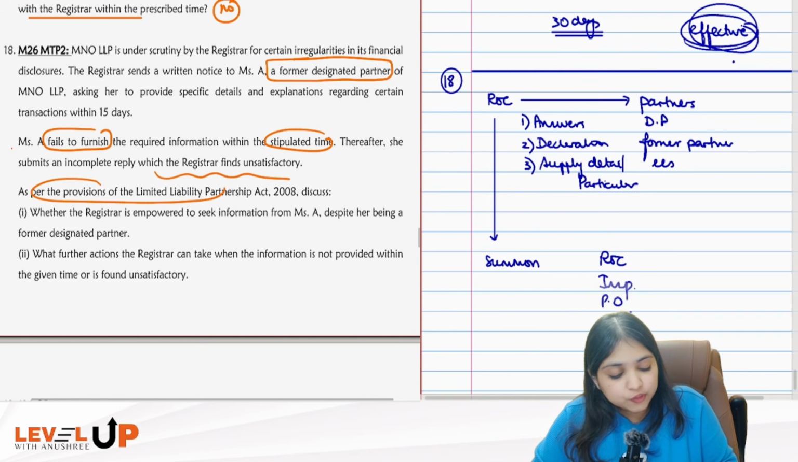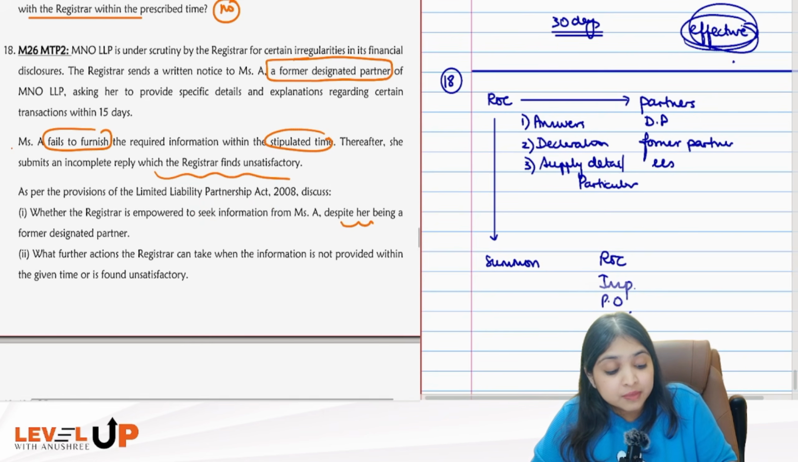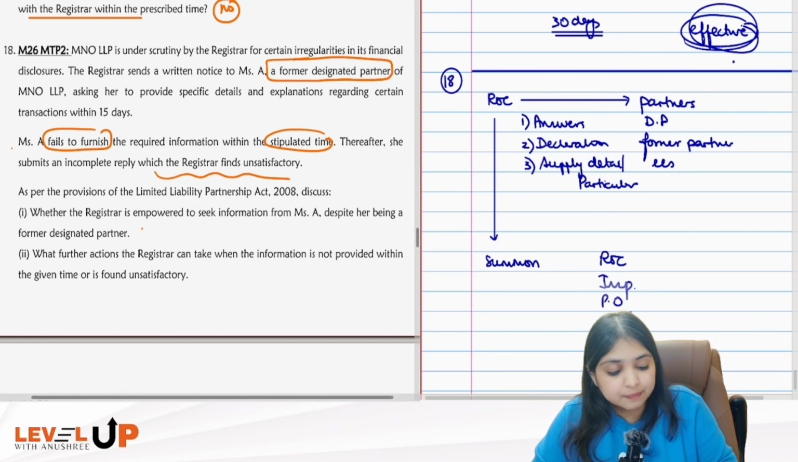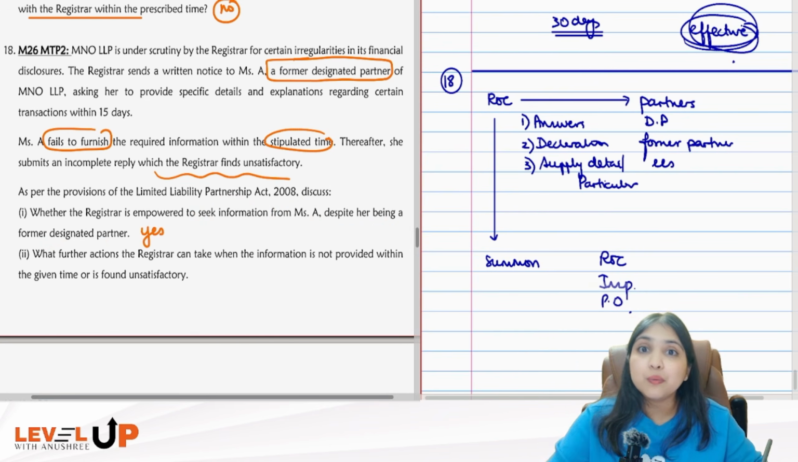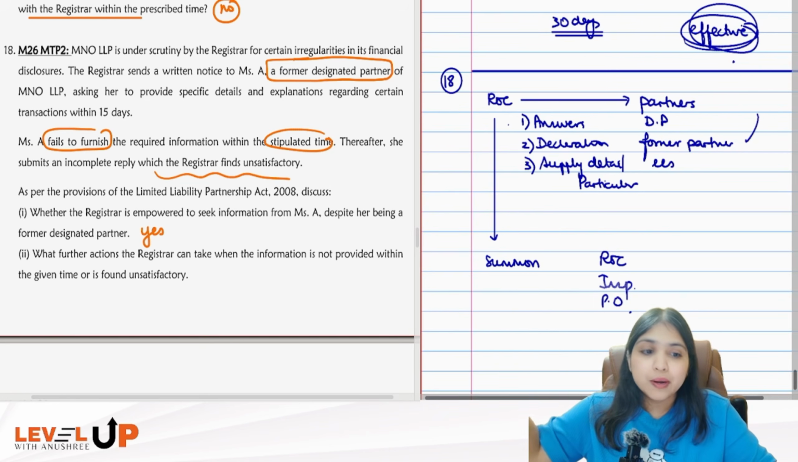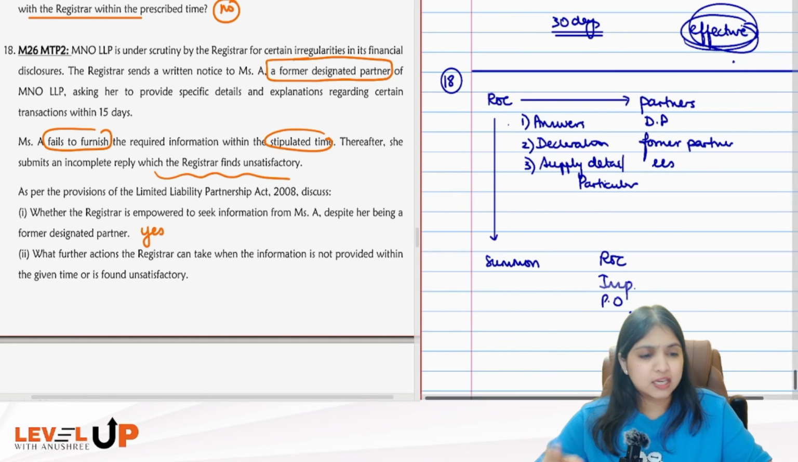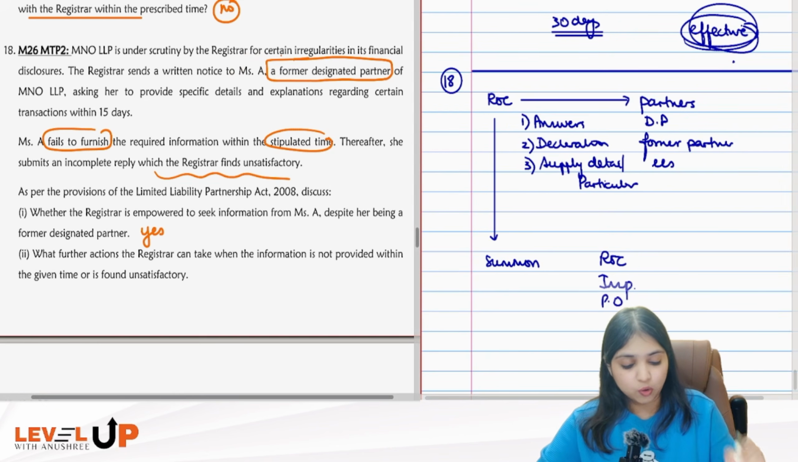So as per the provisions of the LLP Act discussed, question number 1, whether the registrar is empowered to seek information from Miss A despite her being a former designated partner, your answer is yes. ROC has the right, ROC has the power to ask information from partners, designated partners, former partners or employees. ROC can ask information from any of them. Yes, ROC can ask information from former partner Miss A also.